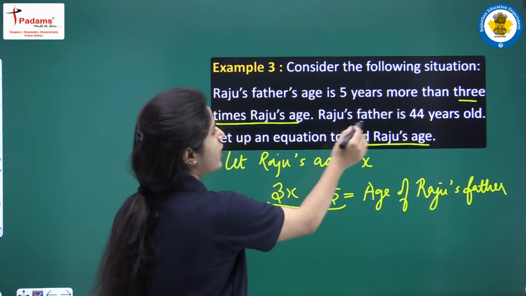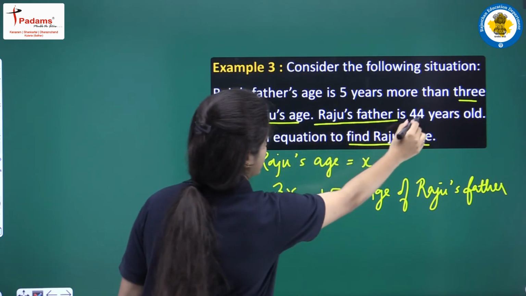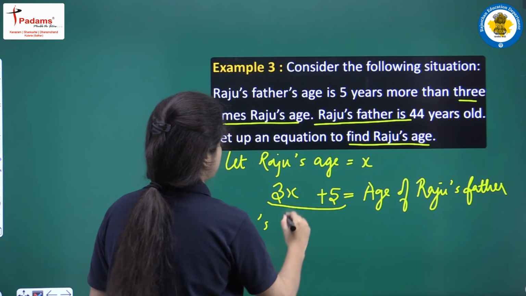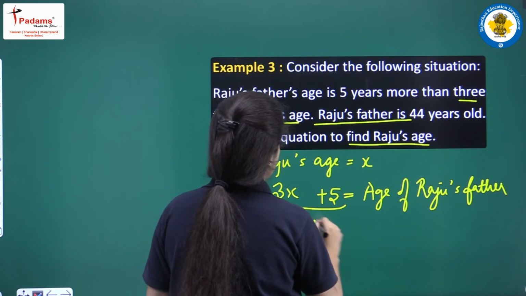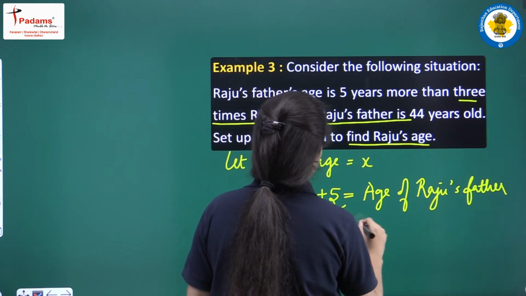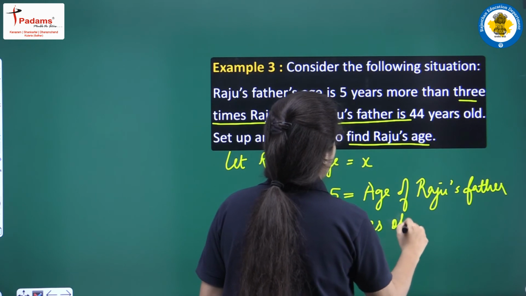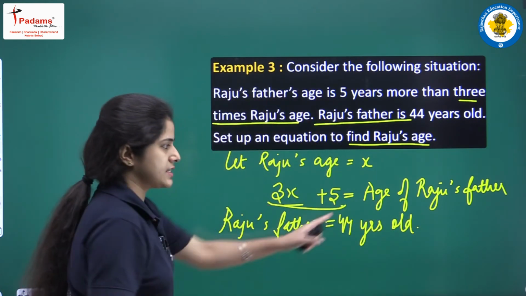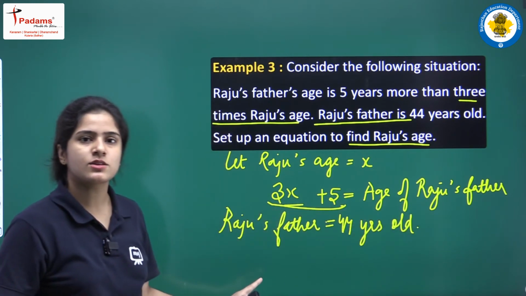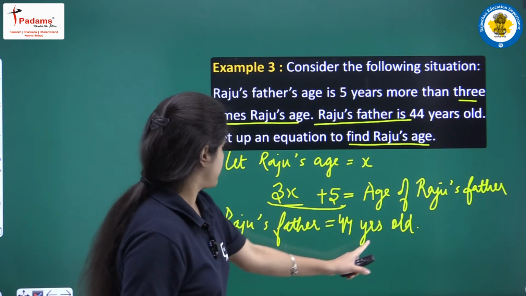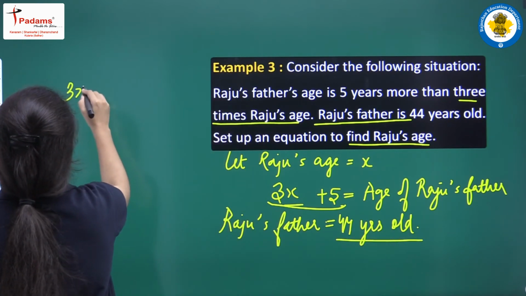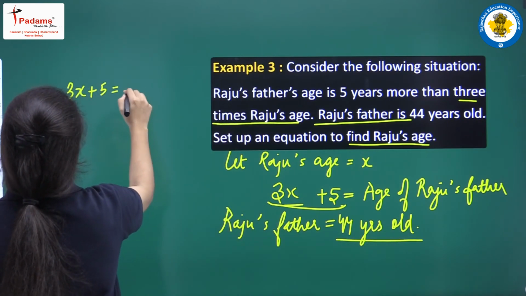And students, here it is also given that Raju's father is 44 years old. Okay, so Raju's father is 44 years old. Alright students, so this is 3x plus 5, the age of Raju's father, and this is also Raju's father's age, that is 44 years old. So basically 3x plus 5 is equal to 44.